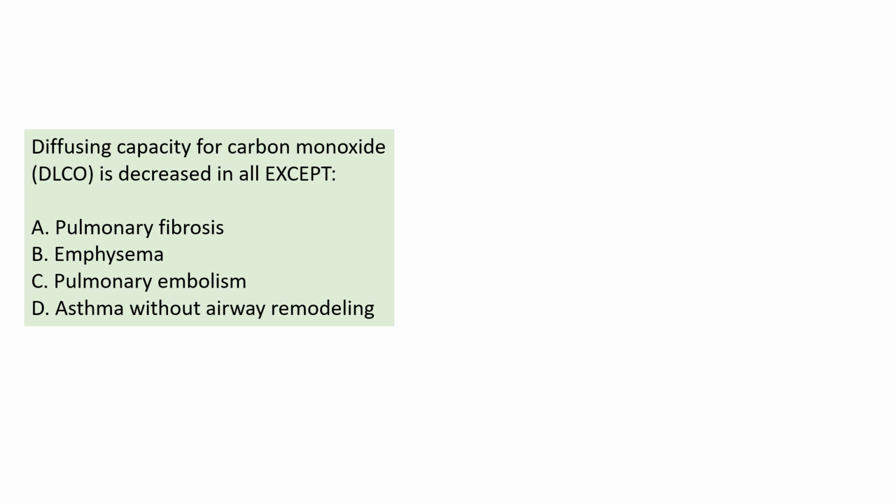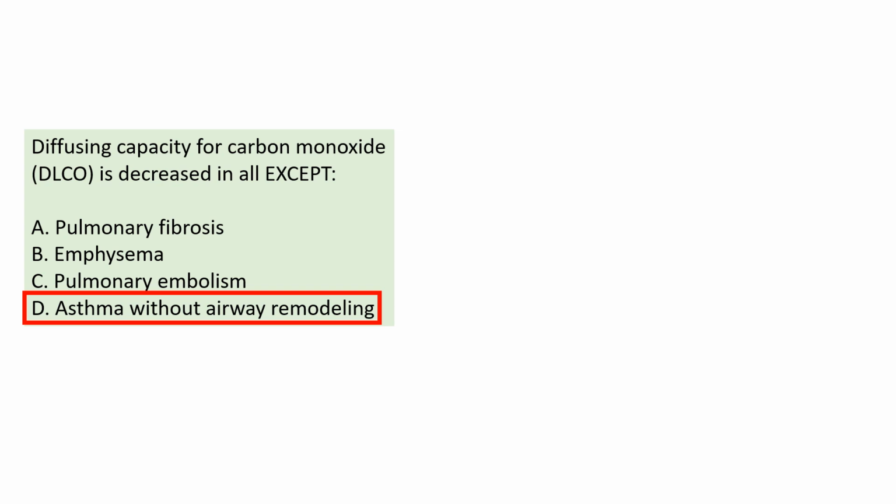Diffusing capacity for carbon monoxide, otherwise called DLCO, is decreased in all except. So the question is, in which condition is DLCO not decreased? I think this question is very clear. So what is the answer? The answer is asthma without airway remodeling.